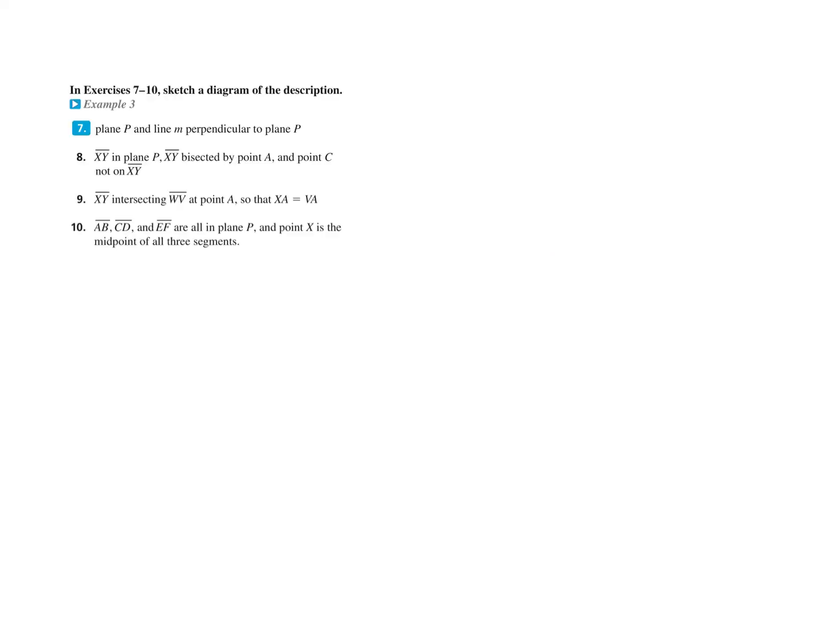Sketch a diagram. I know I hate these, but let's give it a shot anyway, and then I'll pop up the answer to each one as we do them. Number 7, plane P. Let's draw a plane and label it plane P, capital P, and line M perpendicular to plane P. So you want line M perpendicular to plane P.